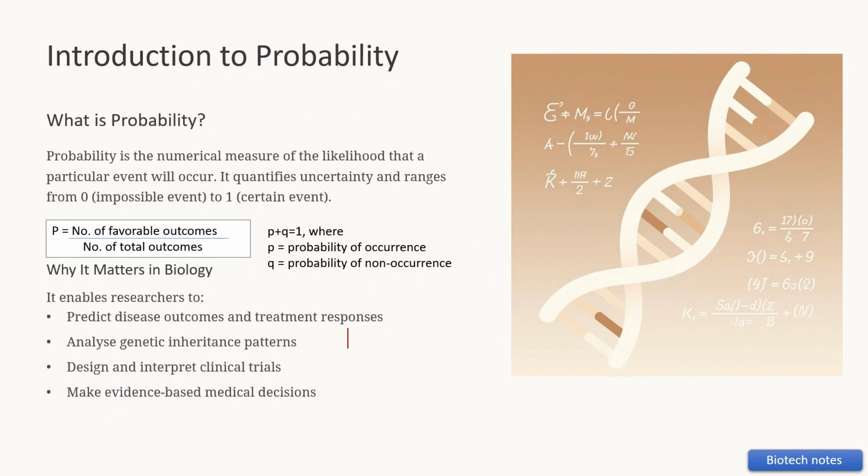So, for example, there are 10 red balls in a bag, and 5 blue balls. What is the probability of getting a red ball? We will get the probability by applying our formula. It is number of favorable outcomes, that is, we want the probability of getting red balls, so it will be 10, upon number of total outcomes.